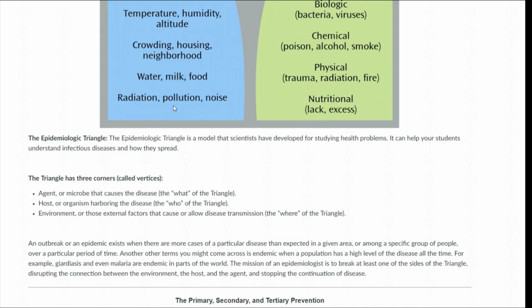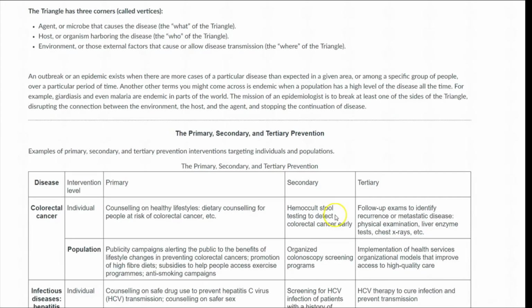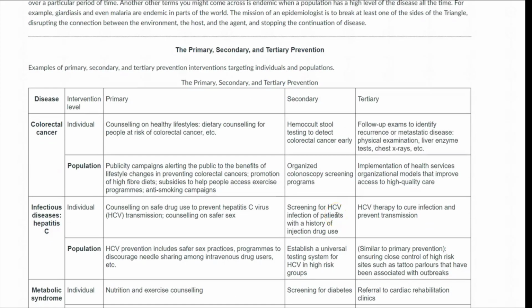So your agent is the what of the triangle, right? So what is causing the disease? Then you have the host, which is the who of the triangle. So who is the organism harboring this disease? And last is the environment, or the external factors that cause or allow disease transmission, or the where of the triangle.